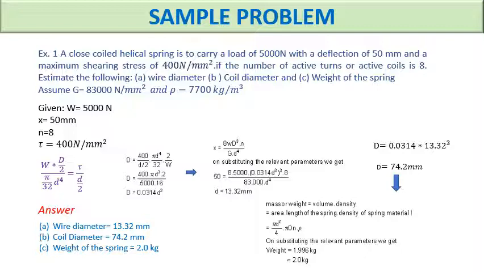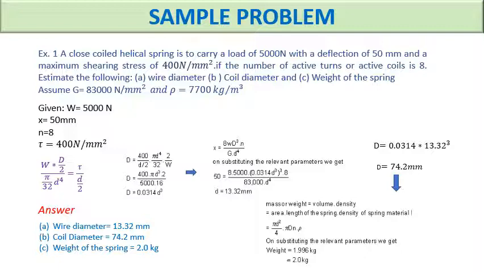In design practice we can take the next higher value, say 14 mm, and if you substitute this value of d in the equation D equal to 0.0314 d cubed, we will get the coil diameter as 74.2 mm. So we have got part A and part B, and finally the weight of the spring.